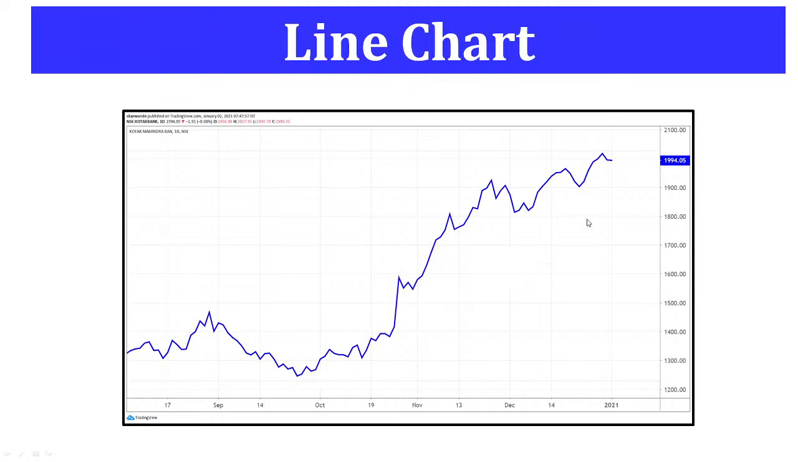So by looking at this chart, what I'm understanding is that Kotak Mahindra Bank has been rising from 1200 to 1900 plus over the last many days, and I can also understand that whenever the slope of the line chart comes down, it means that it has closed lower. So this is a simple line chart, and just by looking at it, we can understand whether the stock is moving upward or downward, and what it has done on a particular day.